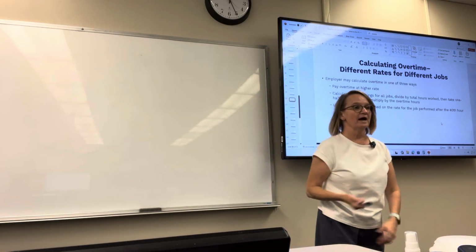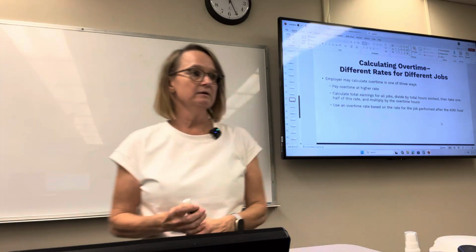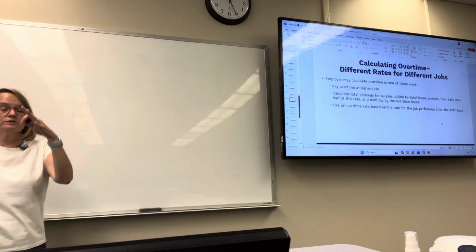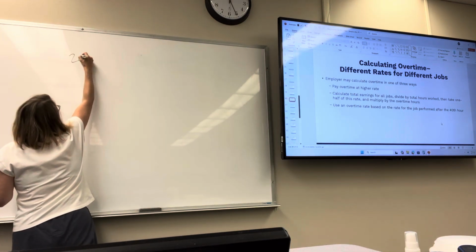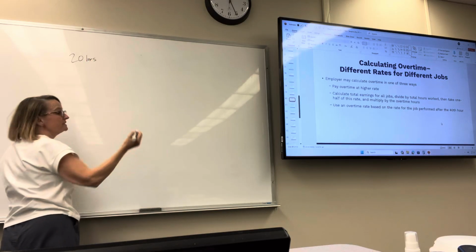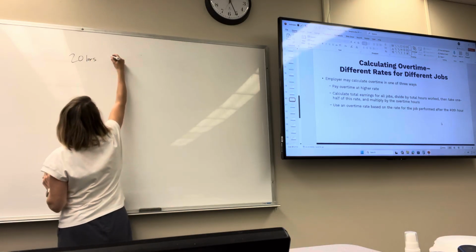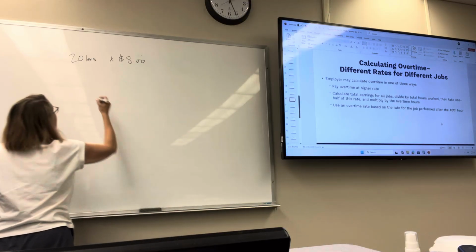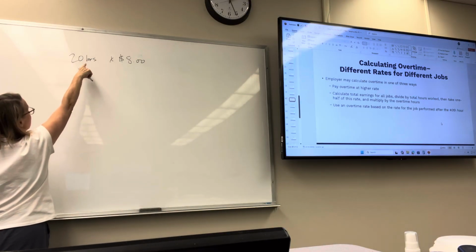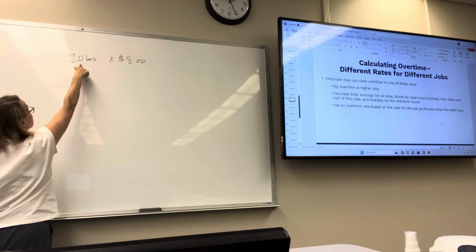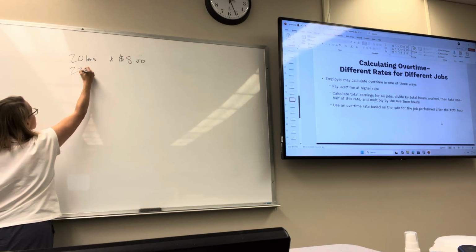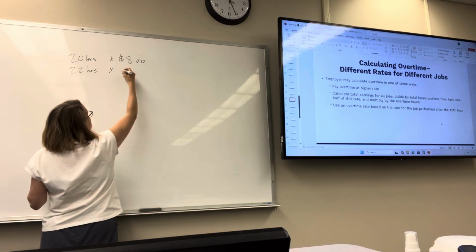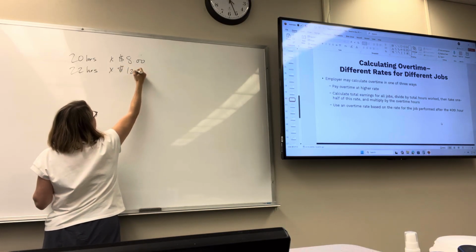So we can just pay the overtime at the higher rate. Okay, well, that's easy enough. So in our example, they worked 20 hours as a dishwasher. Let's say they got $8 an hour for that. It really wouldn't matter how many, if they worked any of these in overtime. They worked 22 hours as a cook, and they made $12 an hour.